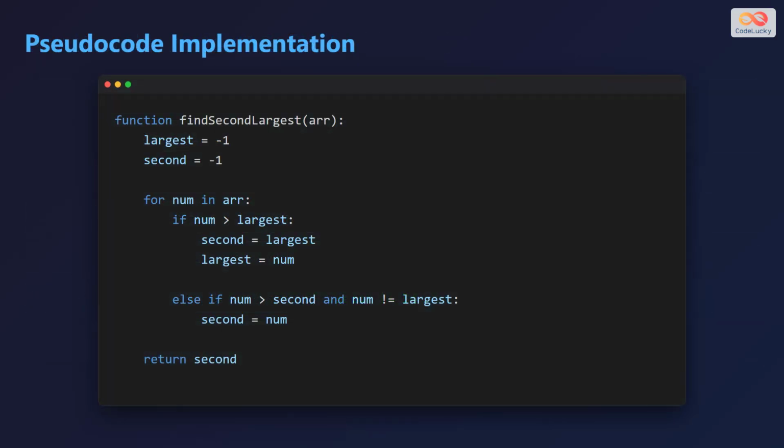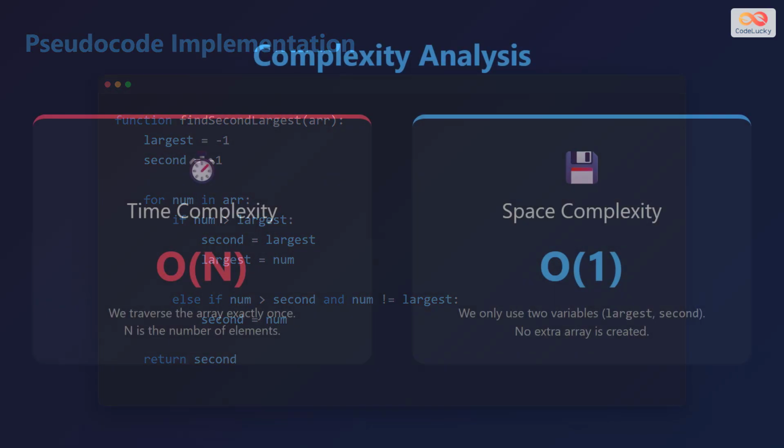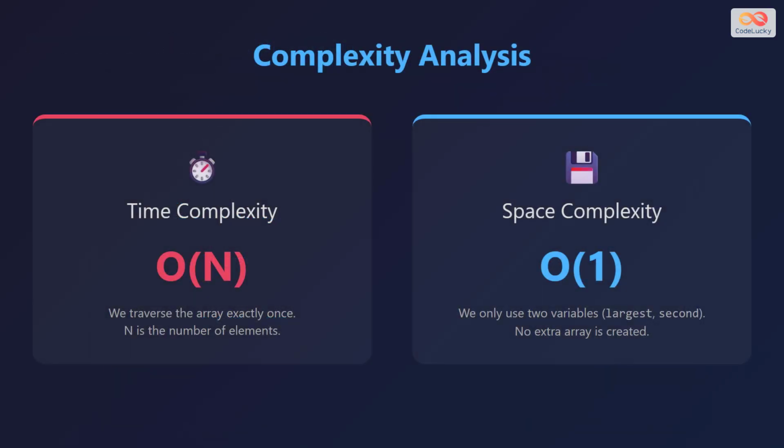Here is the logic in code. We initialize our variables, loop through the array once, apply our two conditions to update the largest and second largest variables, and finally return the result. This approach is optimal. We visit every element exactly once, giving us a time complexity of O of n. We use a constant amount of extra space, so the space complexity is O of 1.